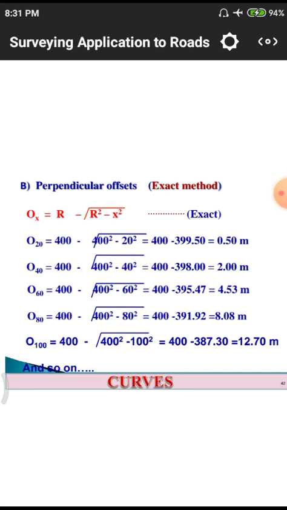This is another, from the other side we have to take it. Similarly, the same values will come, so we have to do this until the end. It means here we have O100, and we have to take up to O200 on either hand.